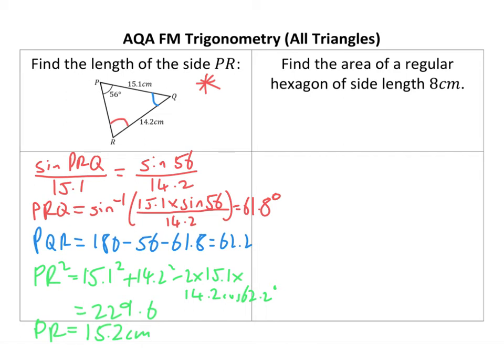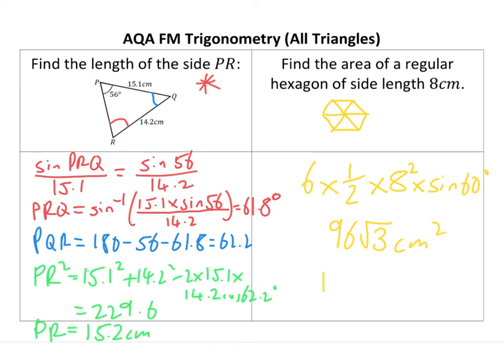Now then, on the next question, it says find the area of a regular hexagon of side length 8. Now, a regular hexagon is made up of basically 6 equal triangles. So all I've got to do is 6 times a half times 8 squared times sine of 60. And then it came out on my calculator as 96√3 centimetres squared, which if you wanted to do it to one decimal place, depends what they ask for, is that.